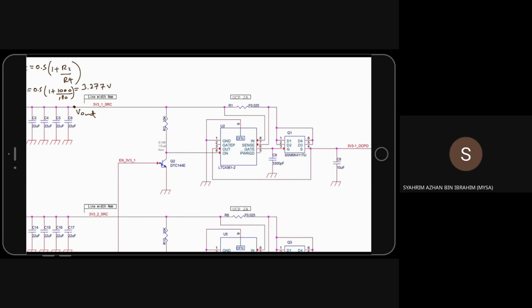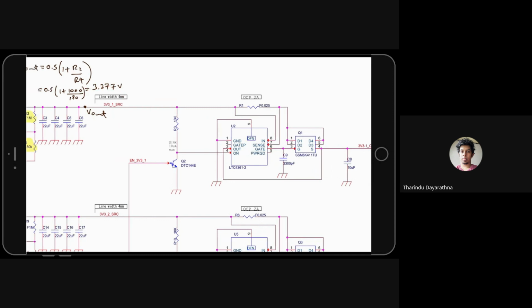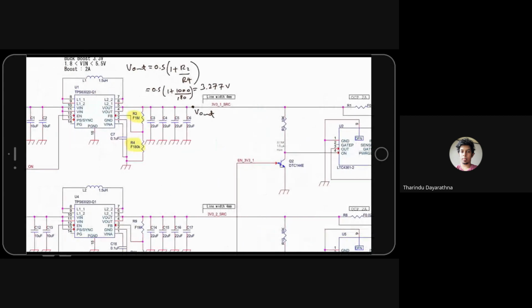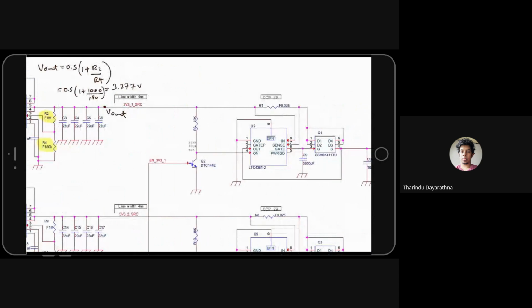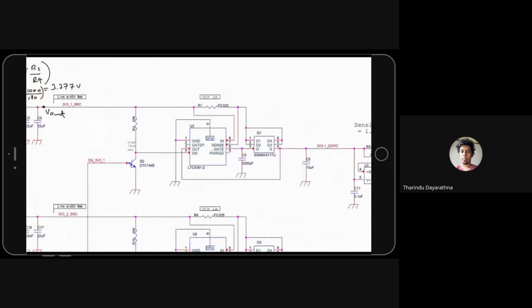Okay. Please. So last time we stopped at here, after we got the voltage out from the buck boost converter. Then that voltage will go to this OCP circuit. This entire thing becomes the input for this OCP. So this one I will simplify. I will draw the schematic by simplifying.